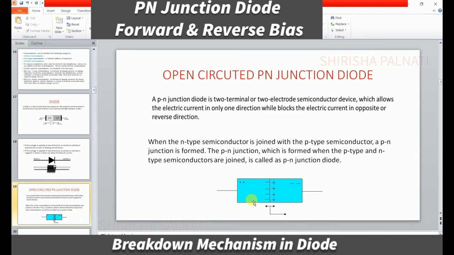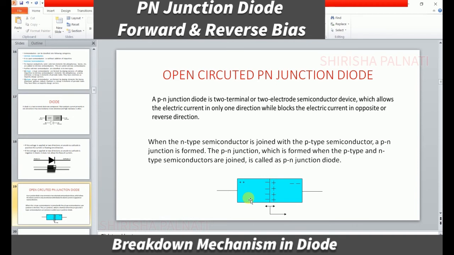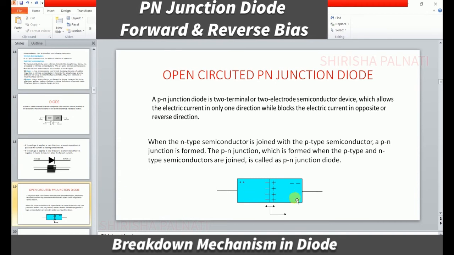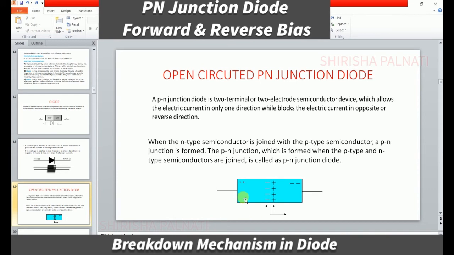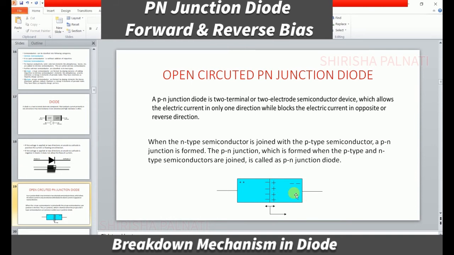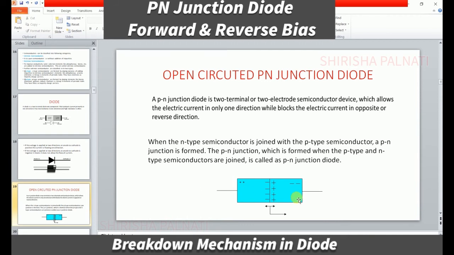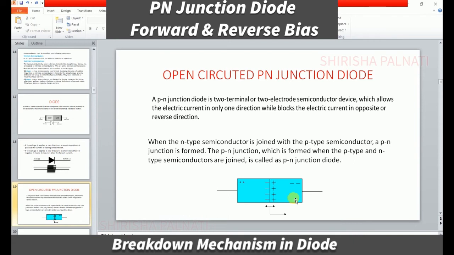Yesterday I told you that p-type material has majority carriers, holes, and n-type has majority carriers, electrons. Some minority charge carriers are also present in the p-type, and some in the n-type. The minority charge carriers in the p-type are electrons, and the minority charge carriers in the n-type are holes. So this is the PN junction diode.